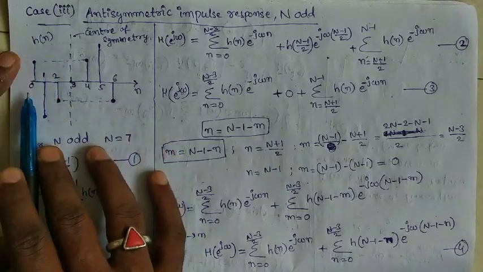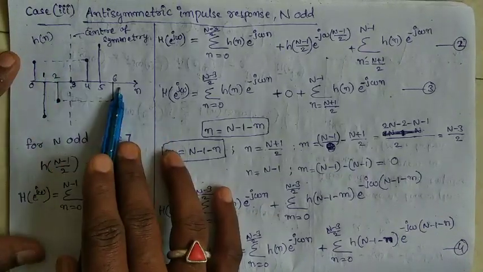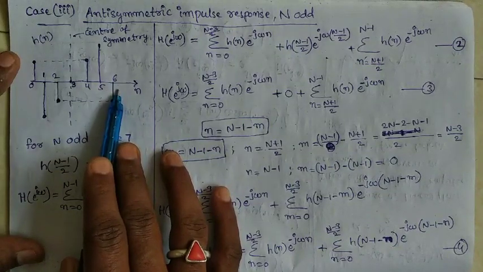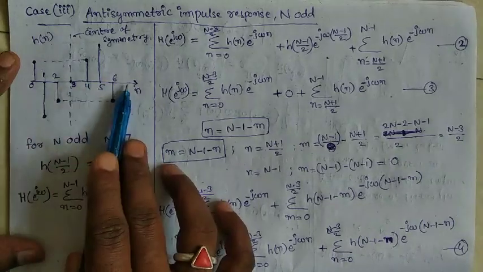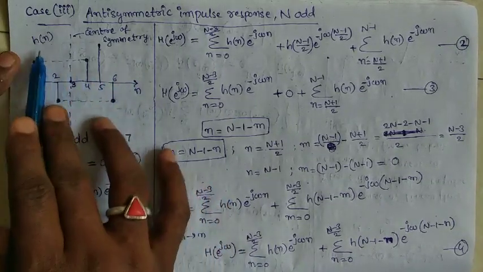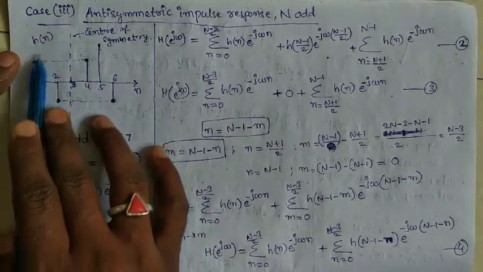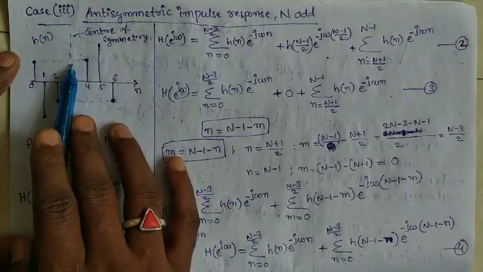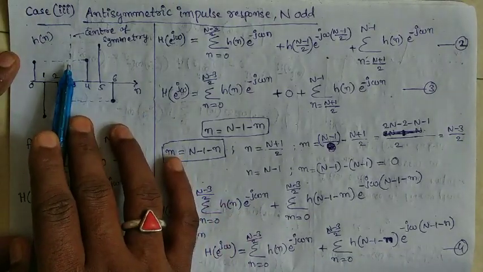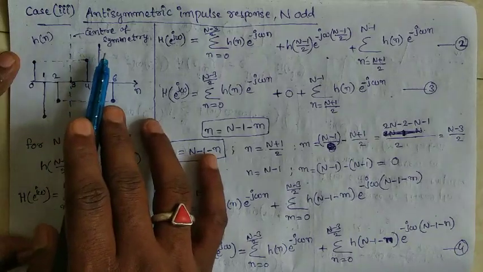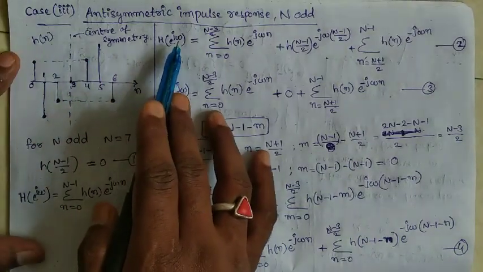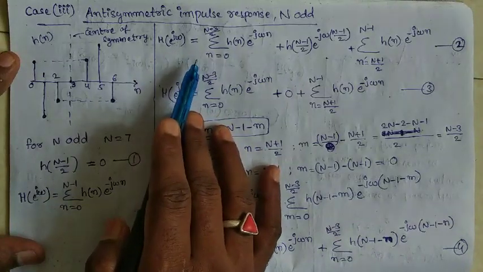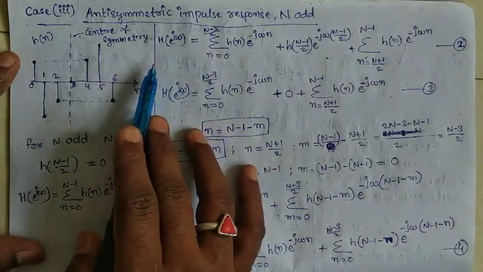Actually h of n is defined from n equal to 0 to capital N minus 1. Capital N minus 1 means 7 minus 1, 6. So n equal to 0 to 6. Here this impulse response is anti-symmetrical about the alpha value. Alpha is equal to capital N minus 1 by 2, which means 7 minus 1 by 2, 6 by 2, 3.